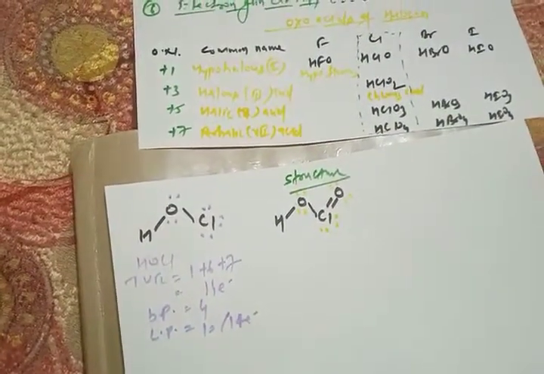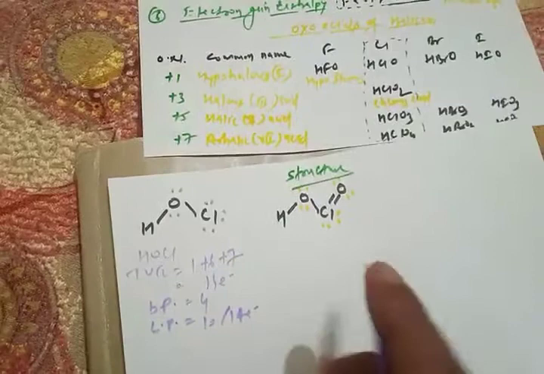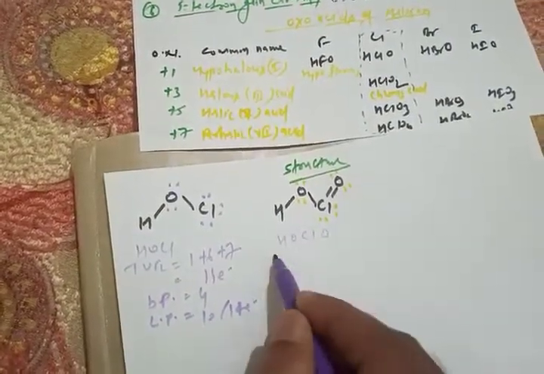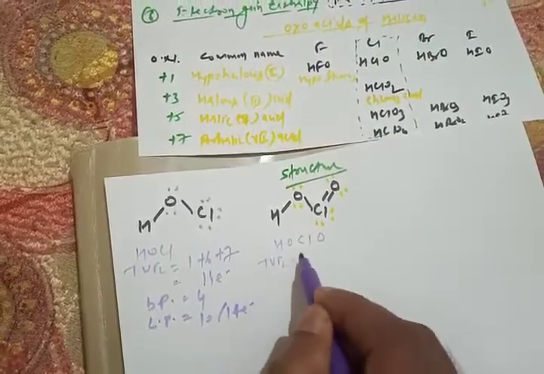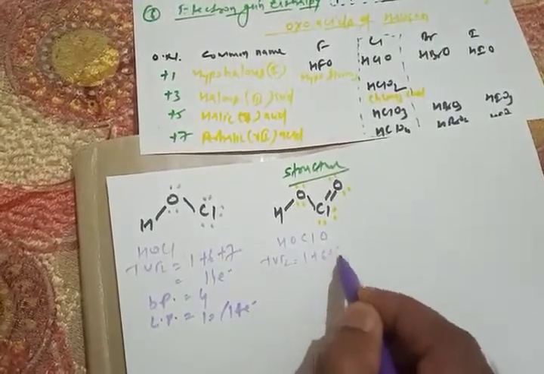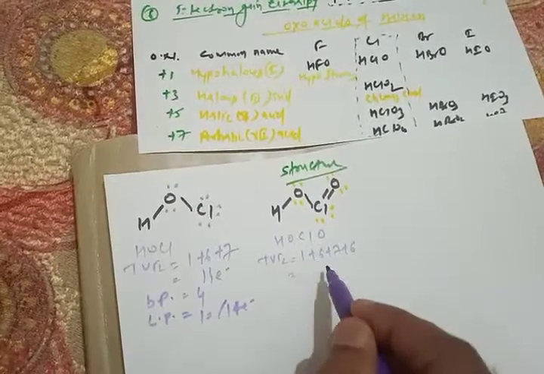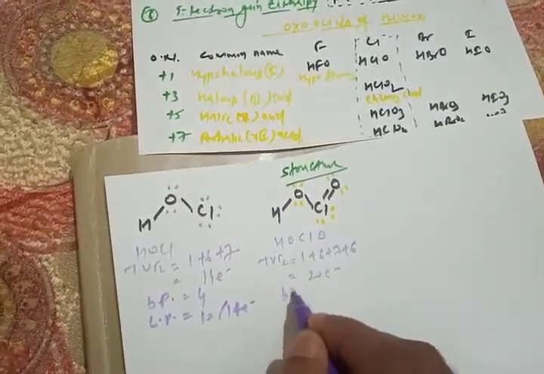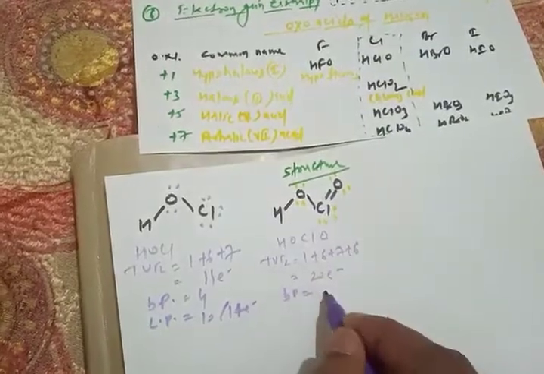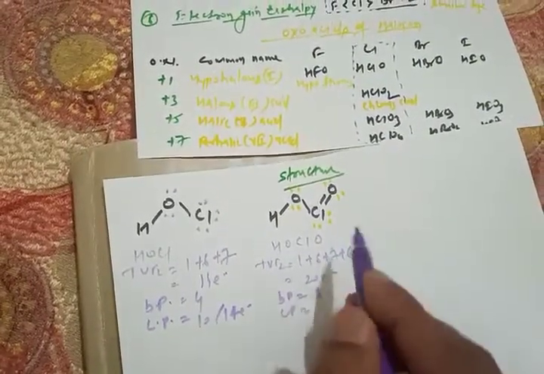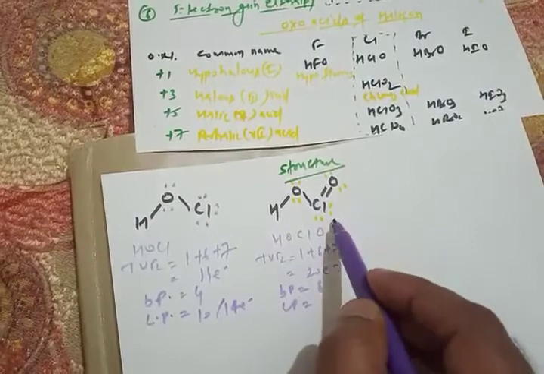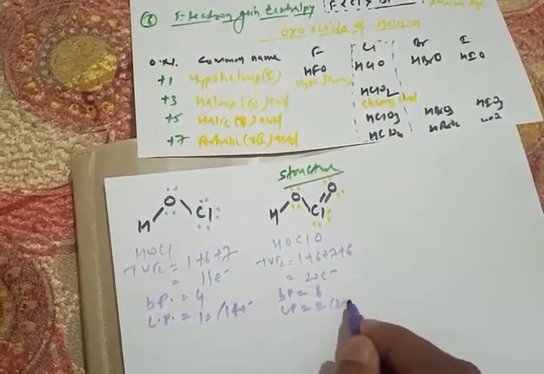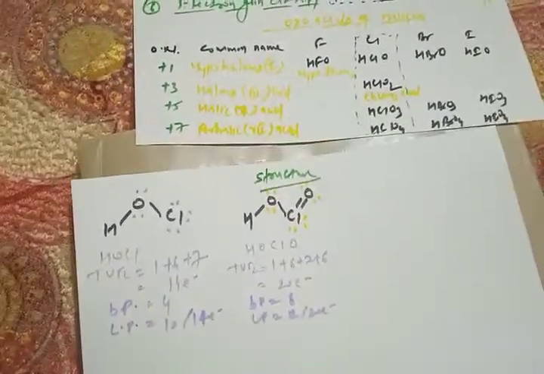So here again we will calculate. This is HOClO. Total valence electron 1, 6, 7, 6. So this is 20 electrons. Okay. Bond pair total electron 1, 2, 3, 4, that is 8, and lone pair 4 here, 4 here, 8, and 4 here, 12. So total is 20 electrons. So this is the correct structure.